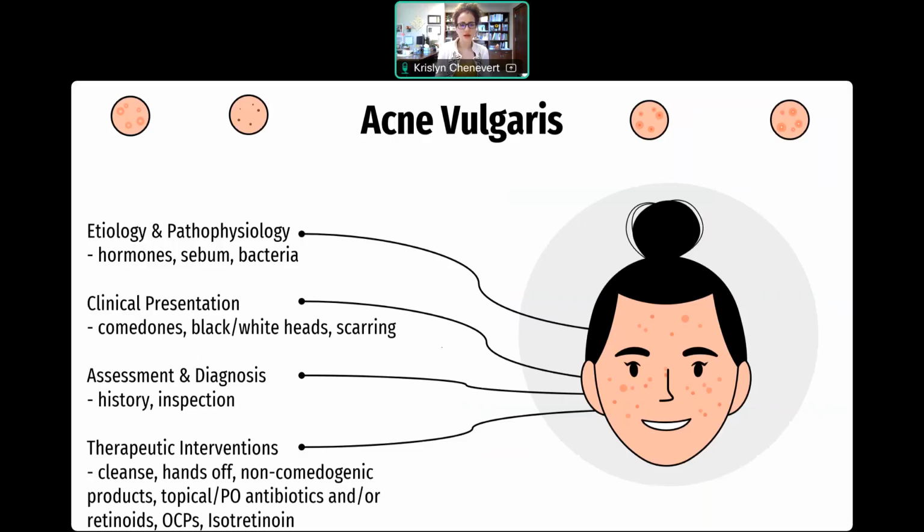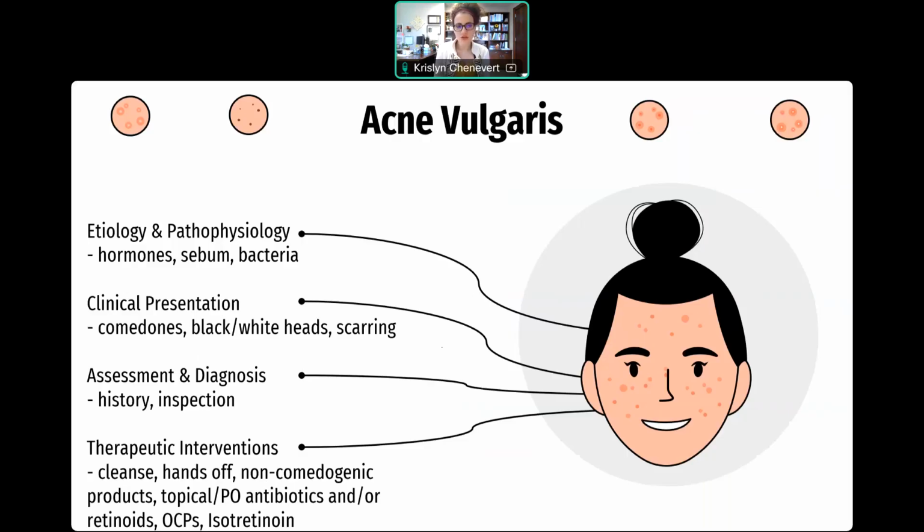Our treatment is going to be cleansing twice daily with some kind of salicylic acid, sorry, or benzoyl peroxide product. Educating to not pop those pimples, so hands off, as difficult as that is, it really just makes things worse. And also, these patients need to use non-comedogenic products, so it should say that on the label, and that's just a fancy word that means it's not going to clog their pores any further.